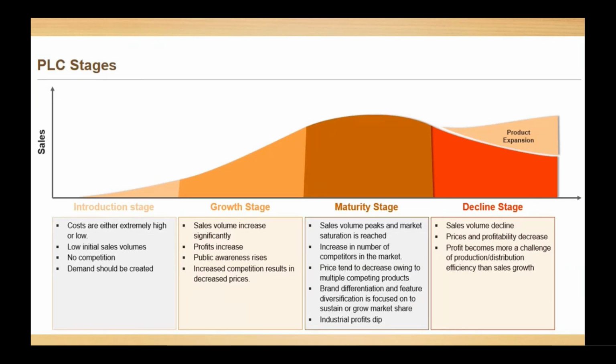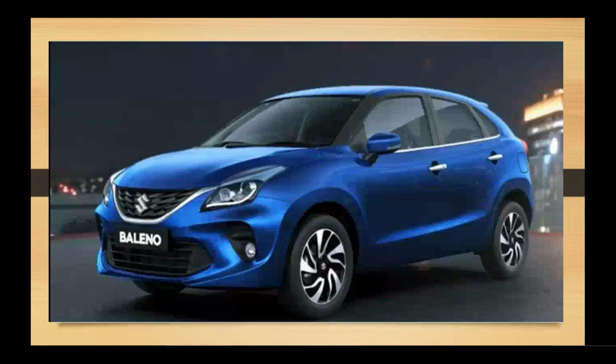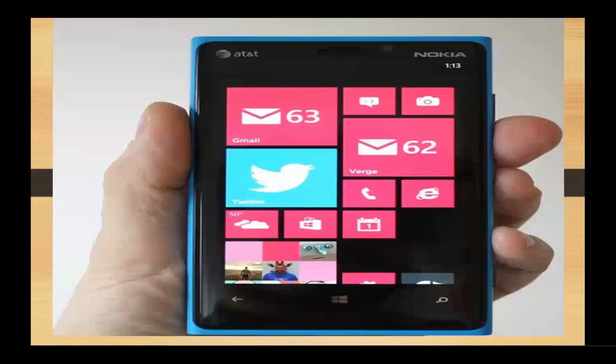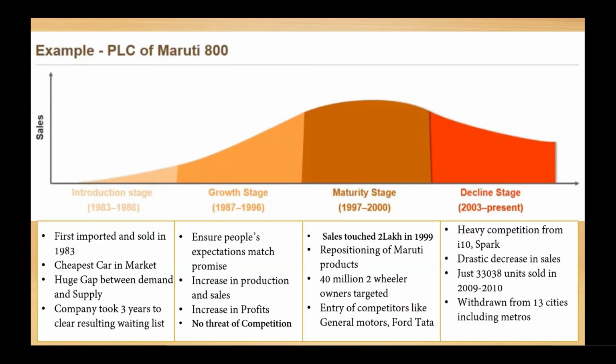Okay, so the best example is Nokia. We all very well know that Nokia phones were actually ruling the market, right? But then what happened? Today they have vanished. Nobody purchases Nokia. So that is reaching of the decline stage, whereby people do not like to buy your product. This is Maruti Suzuki's Baleno car. So the Nokia brand. Okay.